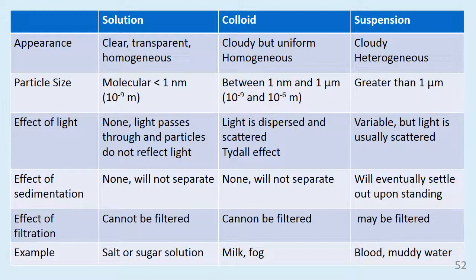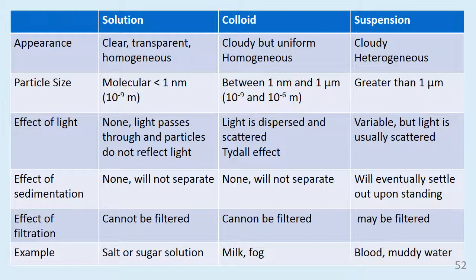So this chart summarizes the 3 different mixtures. A solution has an appearance that's clear, transparent, and homogeneous. Colloids tend to be homogeneous, so they all look the same throughout, but they tend to be a little bit cloudy. And then a suspension is very cloudy, and in fact it's heterogeneous because you can see all the different particles. Like if I took a handful of mud and threw it in water, that would be a suspension. Blood is also a suspension because it's cloudy and heterogeneous. With the naked eye you can't see differences in blood, but through a microscope, you would see that there are different parts to it.